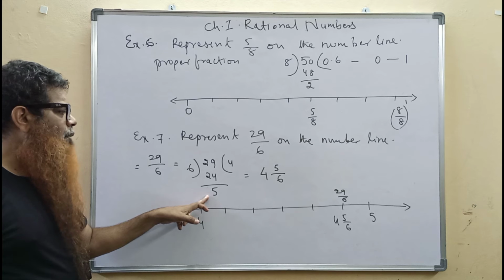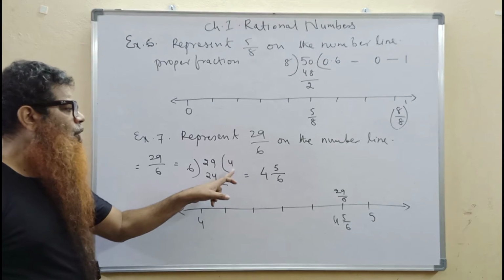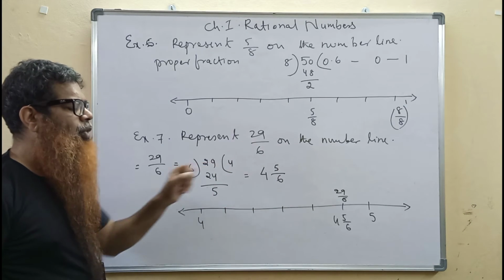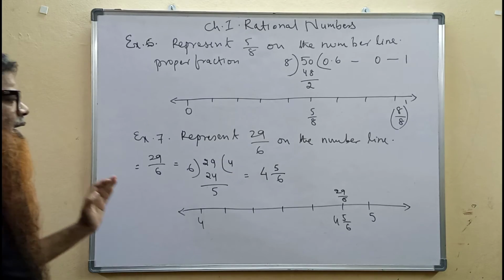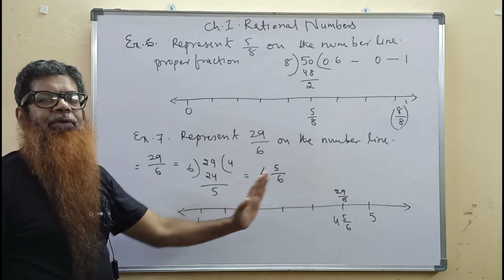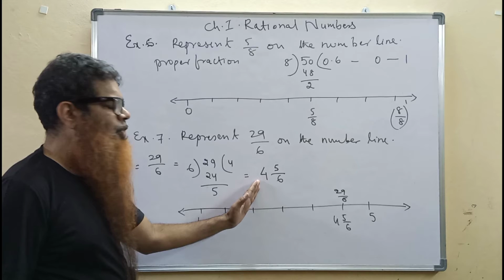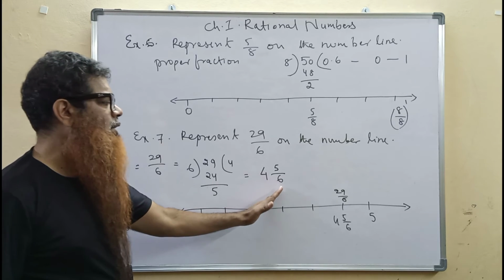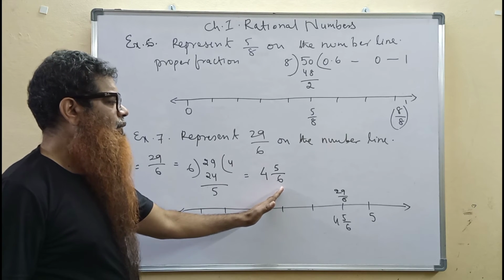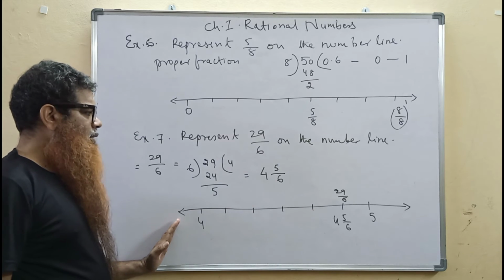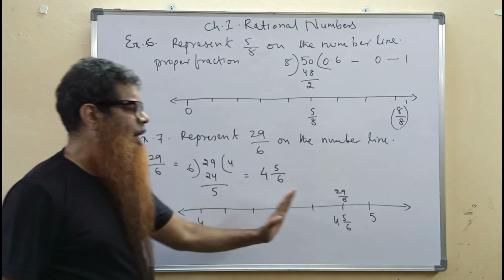That makes an improper fraction. It is 4 5 by 6, or 4 plus 5 by 6. It lies in between 4 and 5. As we can see, 4 being the whole number, 5 by 6 being the fraction. So 4 5 by 6 lies in between 4 and 5.